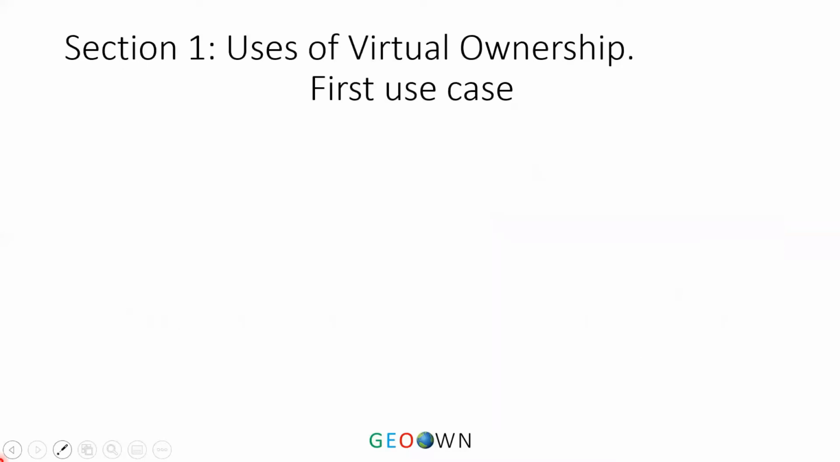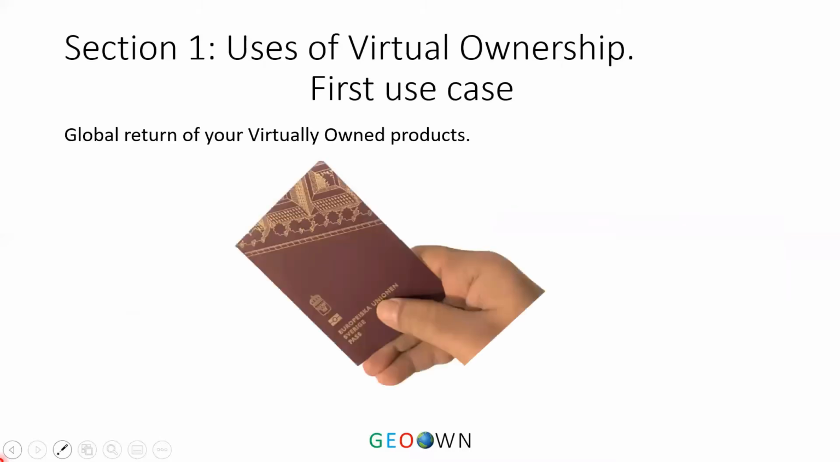Let's start with the first use case. You're traveling with your passport across the globe, and at some place you misplace your passport. How can the person who finds it return it to you directly? Let's see how it works.